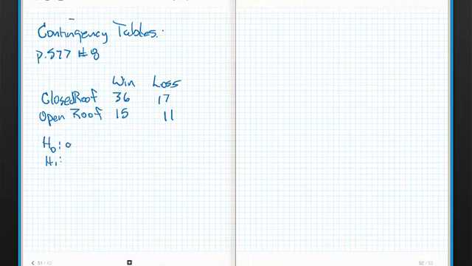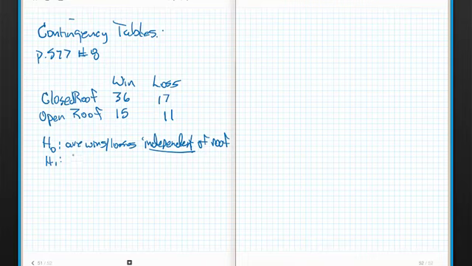So are wins, losses independent of roof status? I'm just going to write roof. Or are wins, losses dependent? In other words, does the status of the roof affect wins or losses? All right, that's all that we're testing.